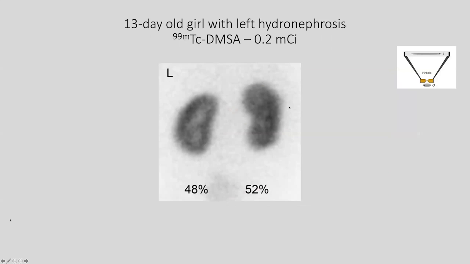Another example of an image with pinhole is in this 13-day-old girl with left hydronephrosis. And this patient was administered the MSA and imaged 4 hours later. As you can see, even though the kidneys are very small, one can see the hydronephrosis on the left side and calculate the distribution right versus left.